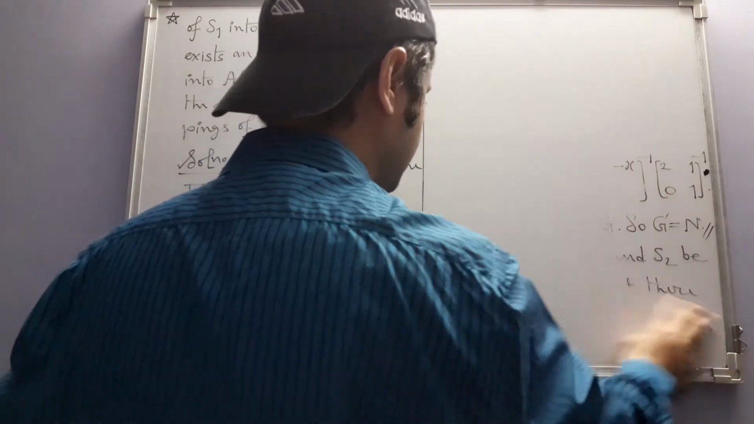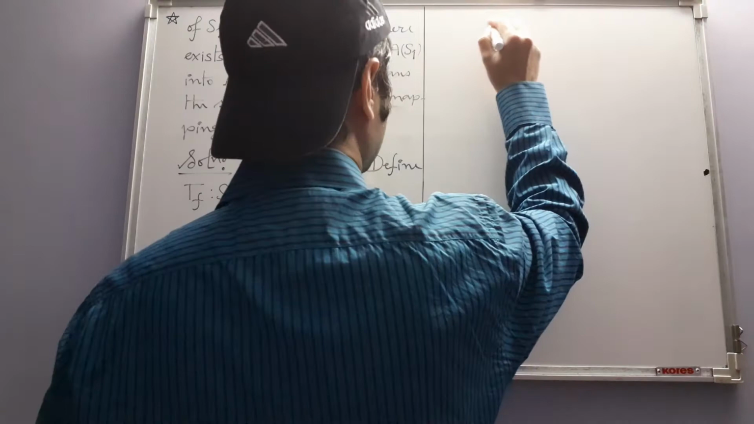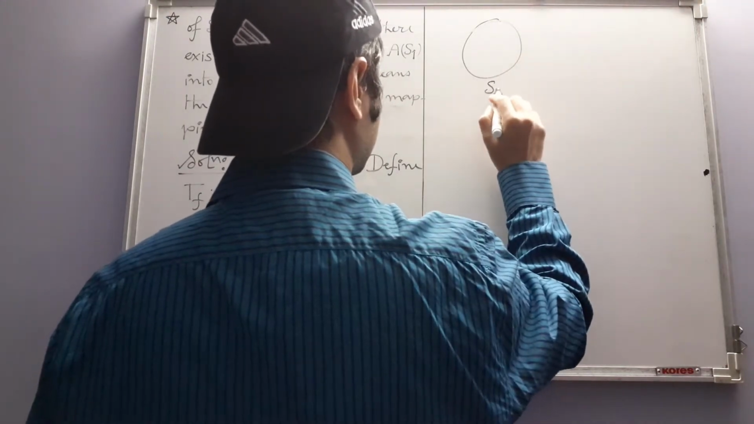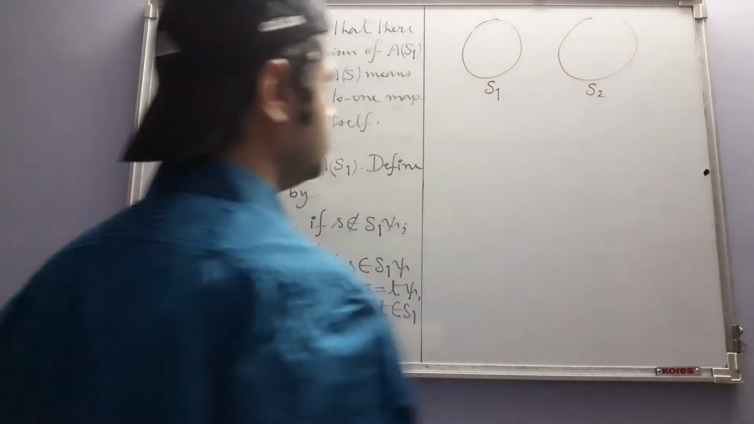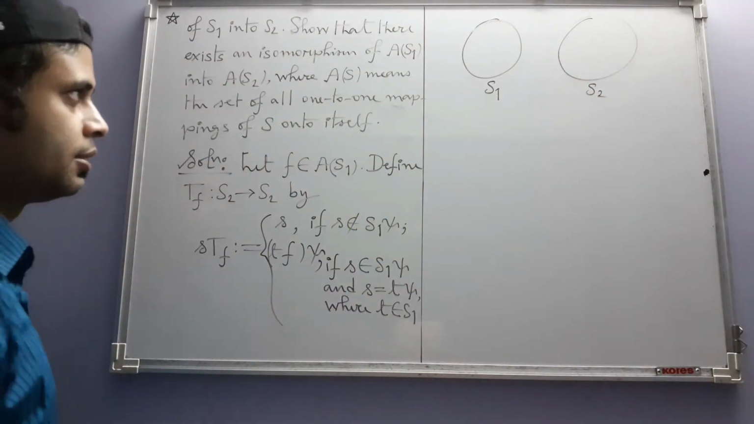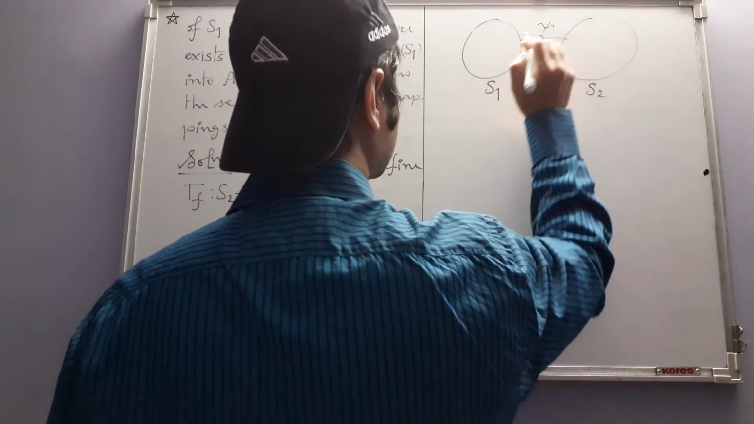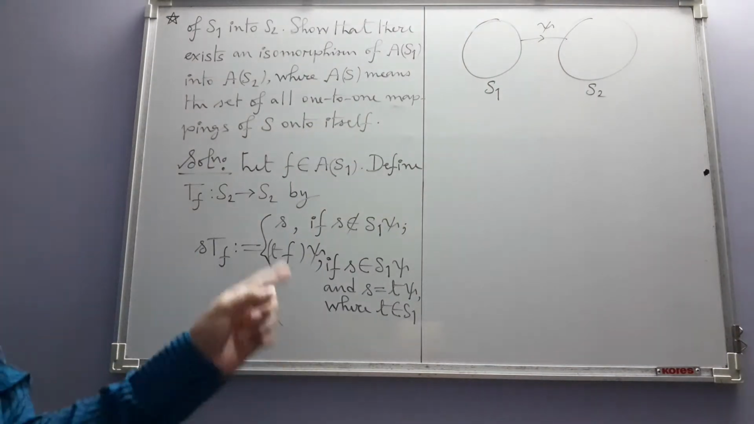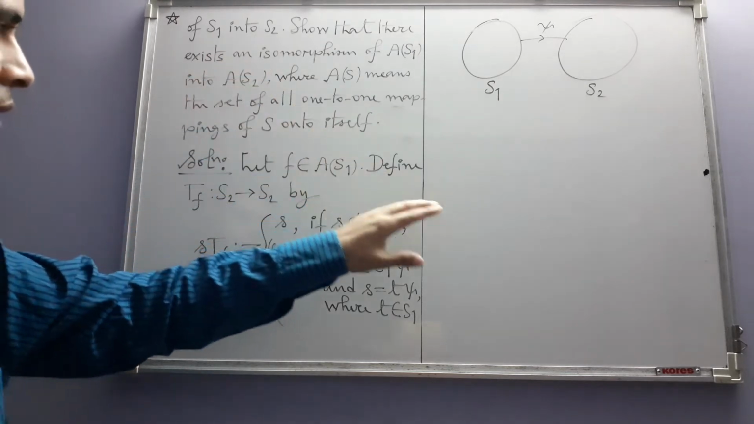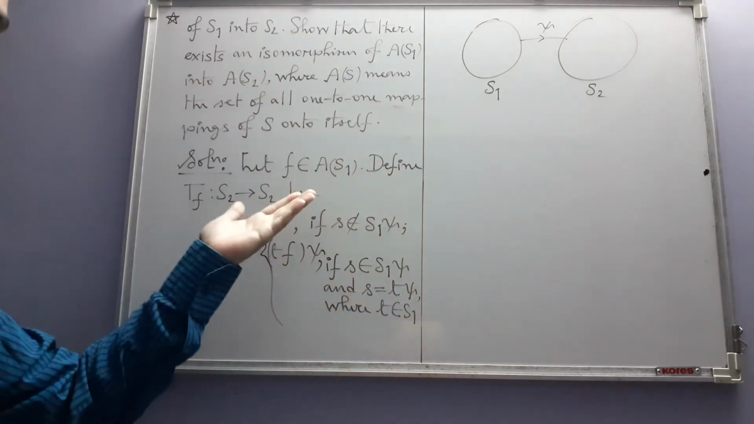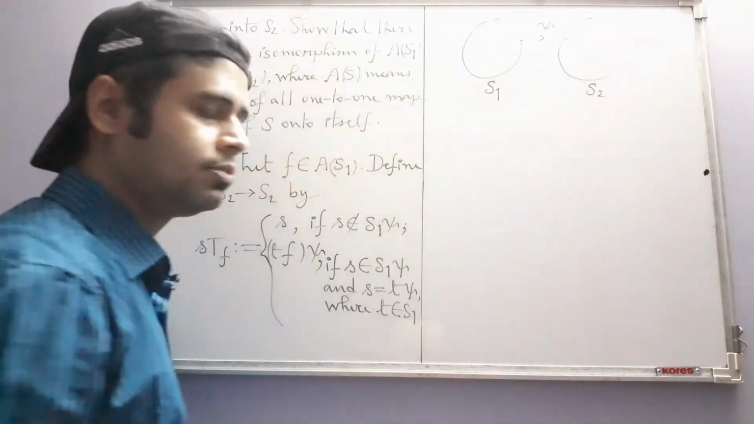A small diagram will be helpful. This is our set S1. This is our set S2. Now it is given that psi is a map that maps S1 into S2, and it's also given, though that part is there in the exercise, that psi is a one-to-one map from S1 into S2.